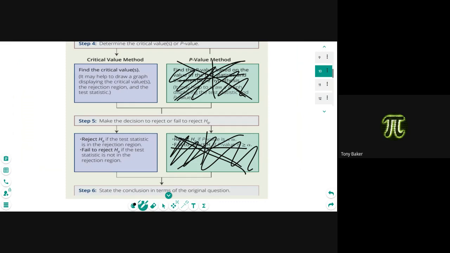Depending on where your test statistic falls, you're either going to reject the null hypothesis if the test statistic is in the rejection region, or you're going to fail to reject the null hypothesis if the test statistic is not in the rejection region.